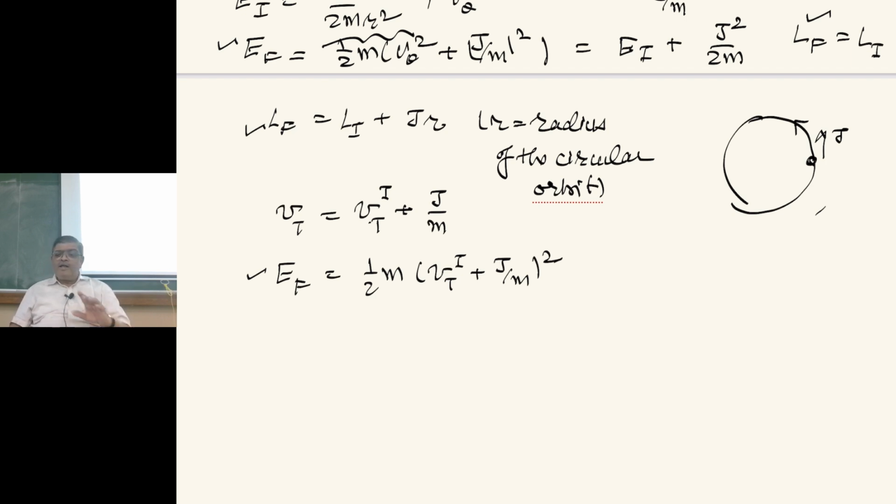Okay. So these are some things you can solve for perturbation of orbits. I think I'm done today. Any questions?